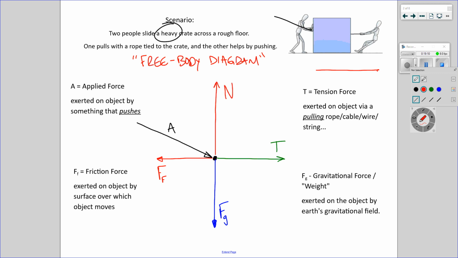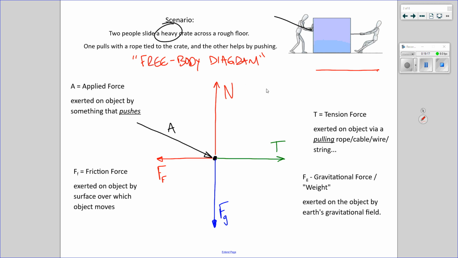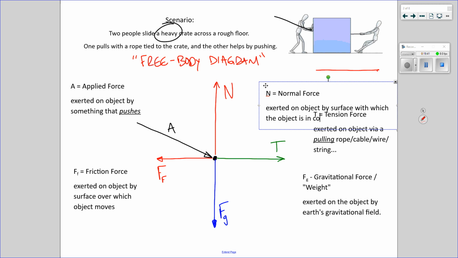Capital N sounds like newtons, but it's not. This capital N is called a normal force, exerted on an object by the surface with which the object is in contact.